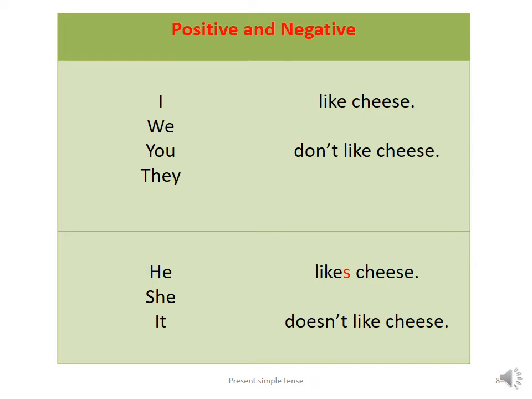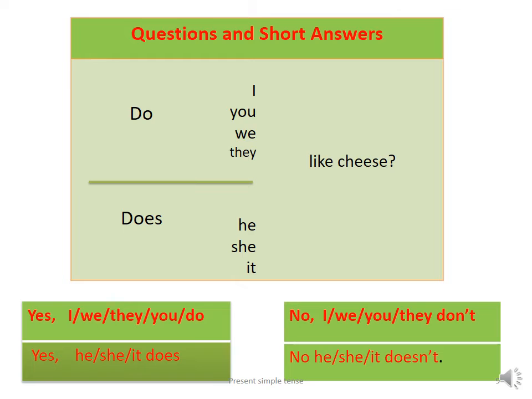Okay, so what did you get? Here is your answer. He doesn't live in Manchester. She doesn't live in Manchester. It doesn't live in Manchester. Now we can ask questions. Do using I, you, we, and they. Do I like cheese? Do you like cheese? Do we like cheese? Do they like cheese?